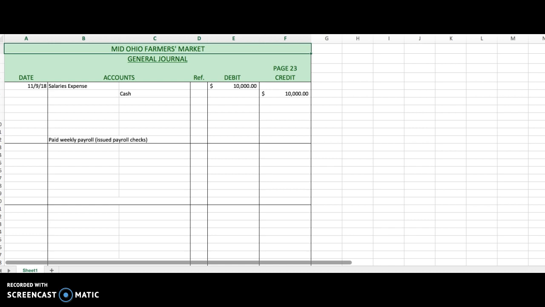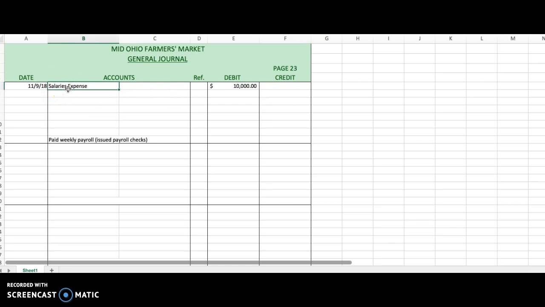But what you see on the screen is a very simplified version that you've had before, as I said. Salaries expense would have been debited, cash credited, and then we moved on. But now we're going to look at the same entry for the Mid-Ohio Farmers Market and give it a bit more detail. First of all, let me get rid of part of this entry. We'll keep the salaries expense.